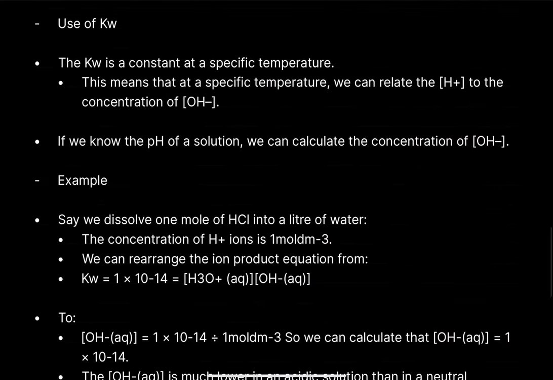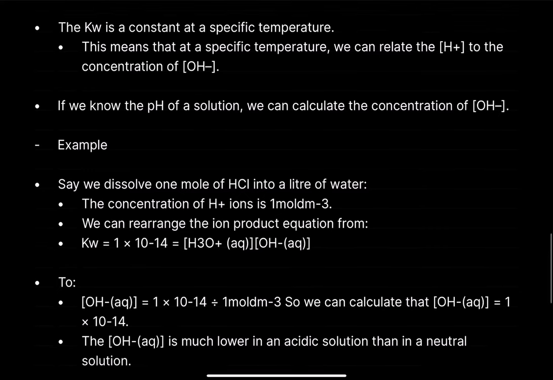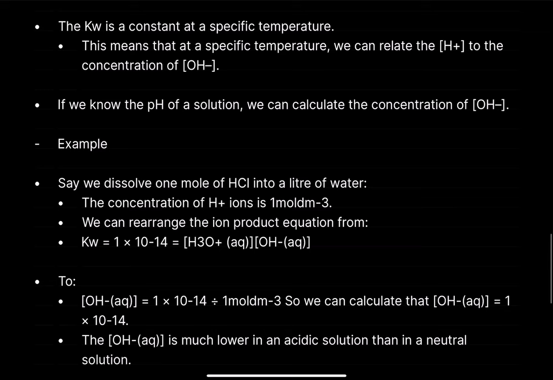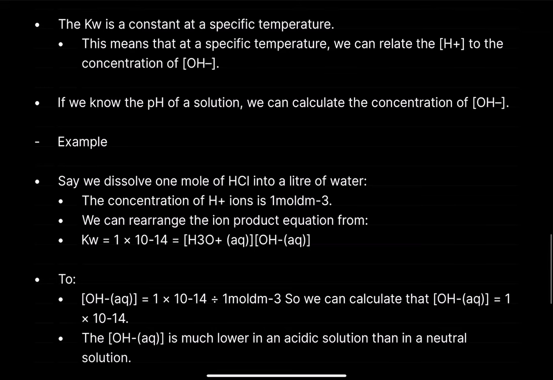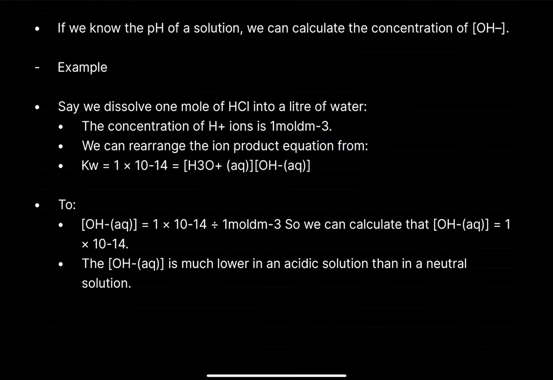Now the uses of Kw. The Kw is a constant at a specific temperature. This means that at a specific temperature, we can relate the H plus concentration to the concentration of OH minus. And if we know the pH of a solution, we can calculate the concentration of OH minus. Now, I've got an example here from Seneca: if we dissolve 1 mole of HCl into a liter of water, the concentration of H plus will also be 1 mole per dm cubed. And we can rearrange the ion product equation: Kw is equal to 1 times 10 to the power minus 14, which is equal to H3O plus times OH minus.